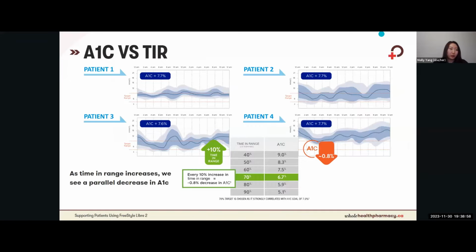So what is the difference between A1C and time in range? You can see big differences in glucose variability in patients, even with the same A1C. On this slide, patients 1 to 4 all have similar A1Cs: 7.6, 7.7, 7.7, 7.7. But you can see their glucose patterns and variability are quite different. With sensing technology, we can better assess glucose variability and time in range. And there's a high correlation between time in range and A1C, with every 10% increase in time in range correlating to a decrease in A1C of 0.8%.